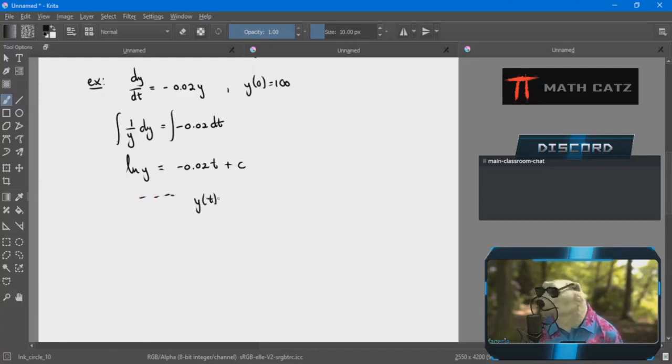It's going to result in a function that has my initial amount. I wouldn't call it the initial population size. In decay problems, we don't talk about a population. A population is something that grows. Some amount could change and decrease though. And e to the negative 0.02 t.